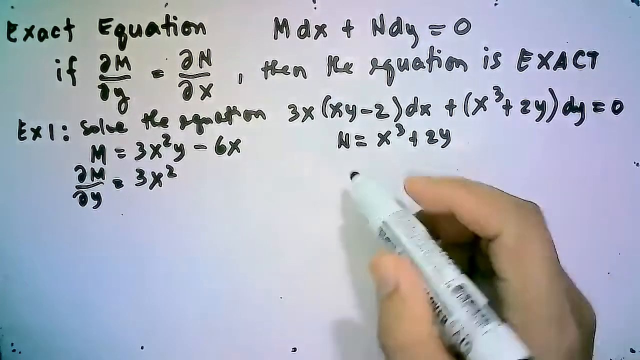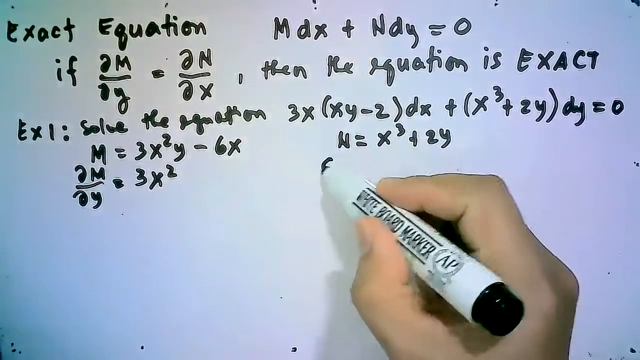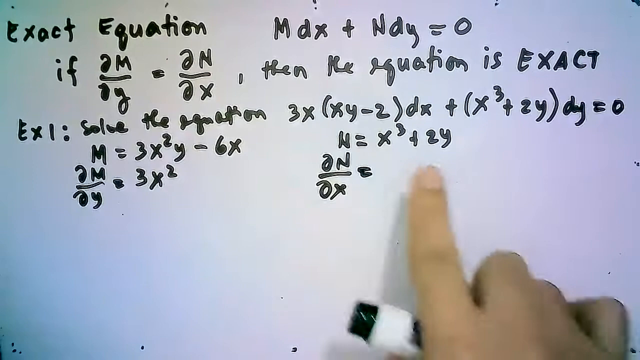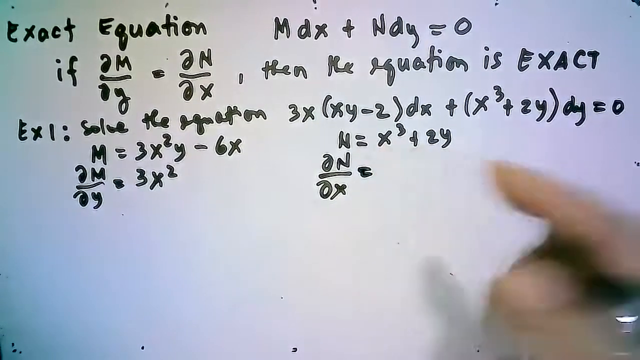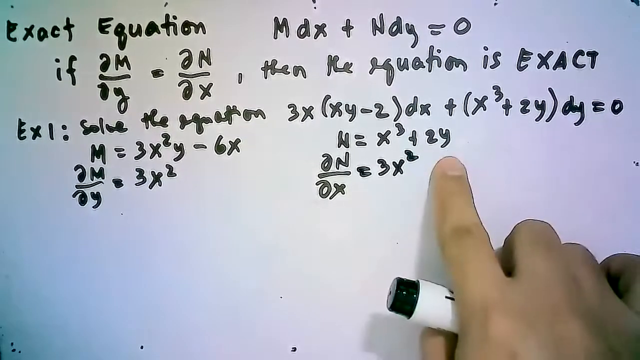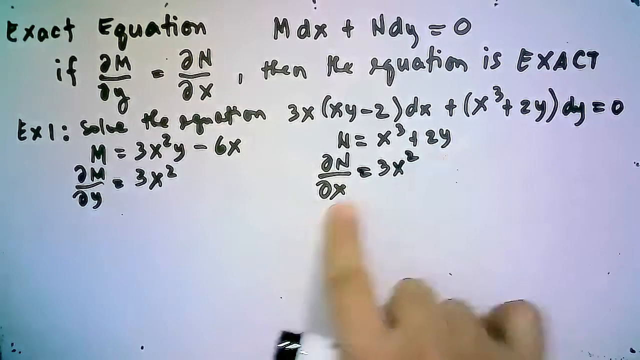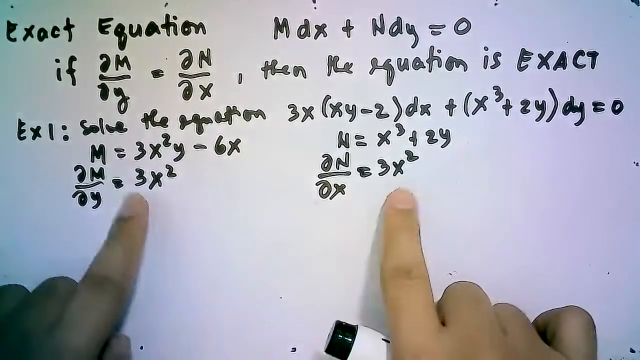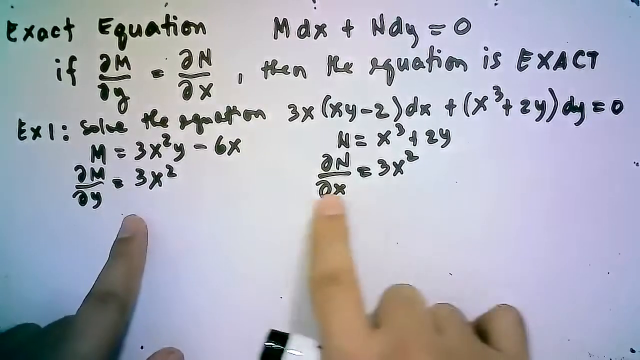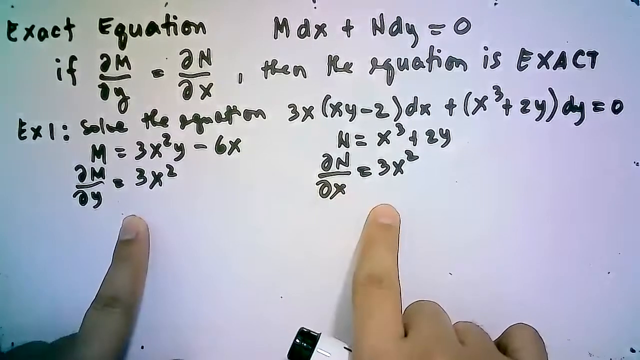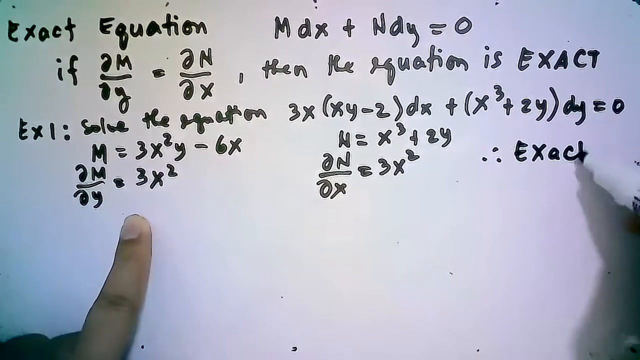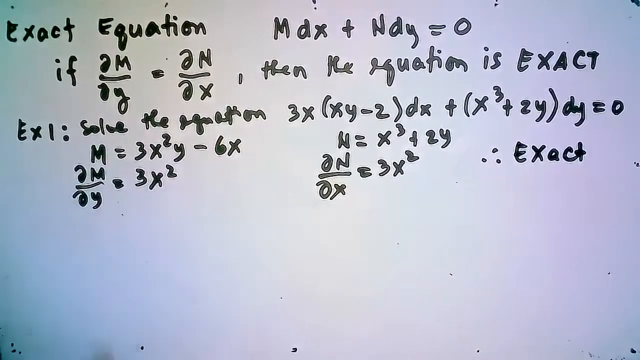How about N? We take the partial derivative of N with respect to x. The derivative of x cubed is 3x squared, plus the derivative of 2y, which is considered constant with respect to x, therefore 0. If you have noticed, the partial derivative of M with respect to y is equal to the partial derivative of N with respect to x. Therefore, this is an exact equation.